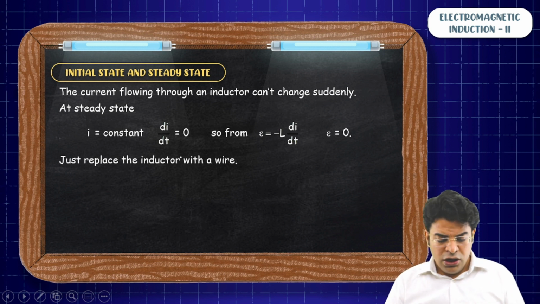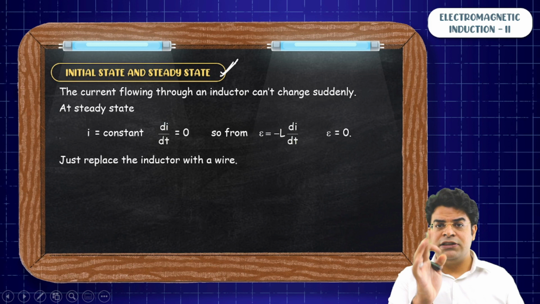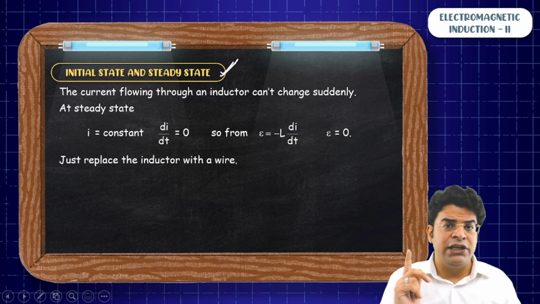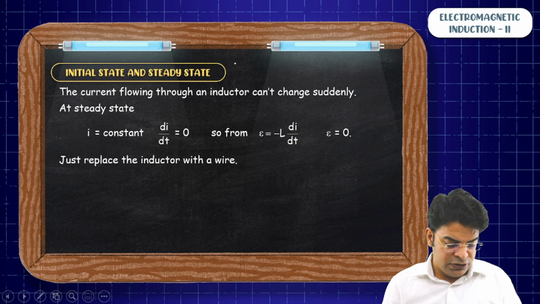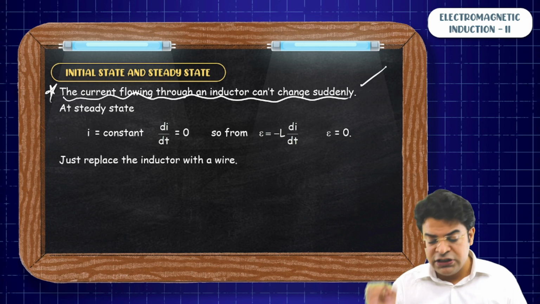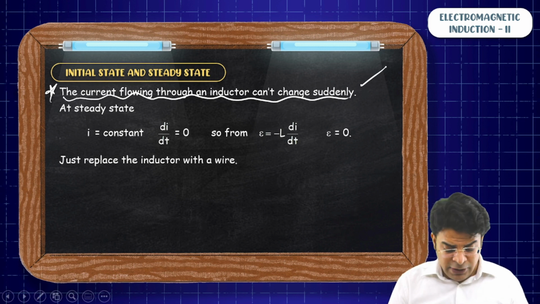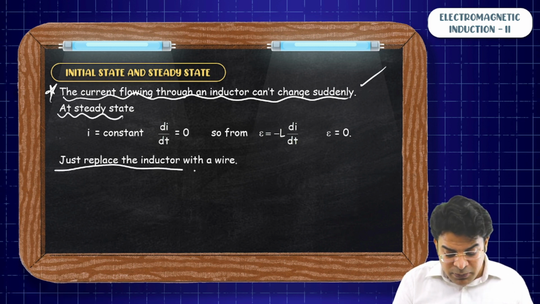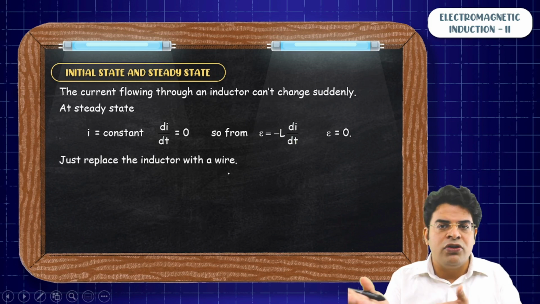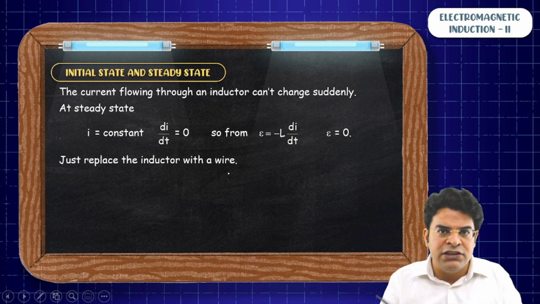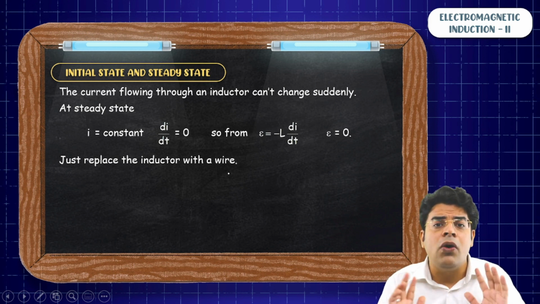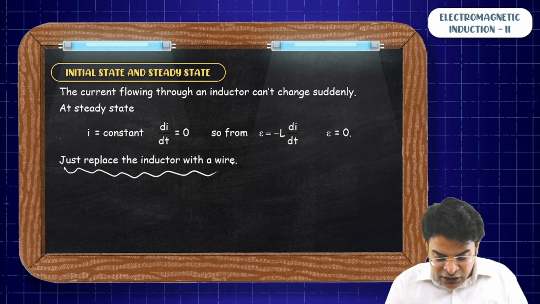So here, to find the current in the circuit at the initial state or at the steady state, you need to remember these two statements. The first statement, the current flowing through an inductor can't change suddenly. And the second statement, at steady state, just replace the inductor with a wire. Why should you replace the inductor with a wire, sir? Current became constant, di by dt is 0, the potential drop across the inductor is 0. As the potential drop across the inductor is 0, you can just replace the inductor with a wire.